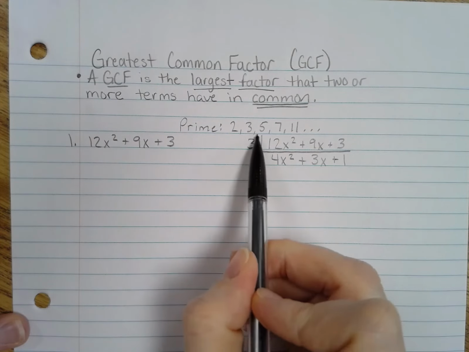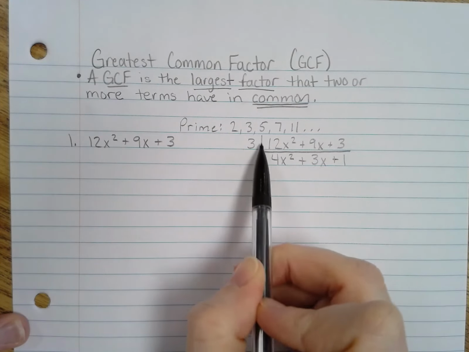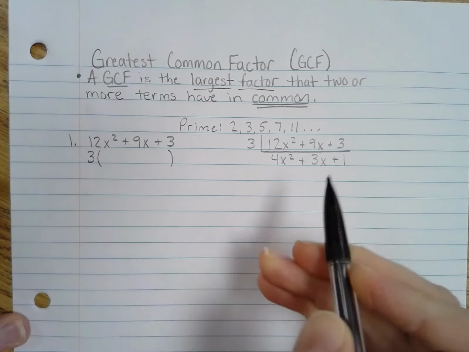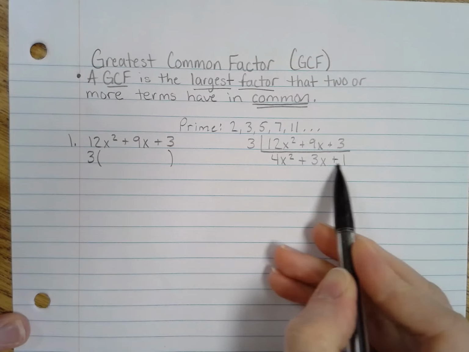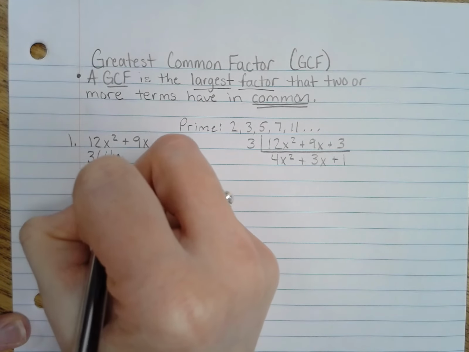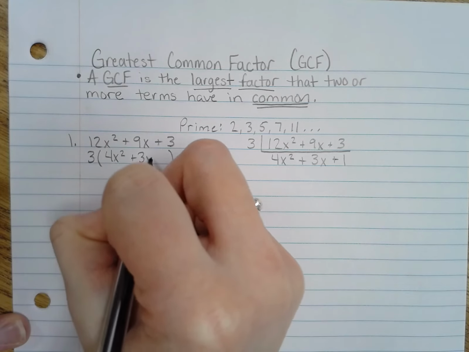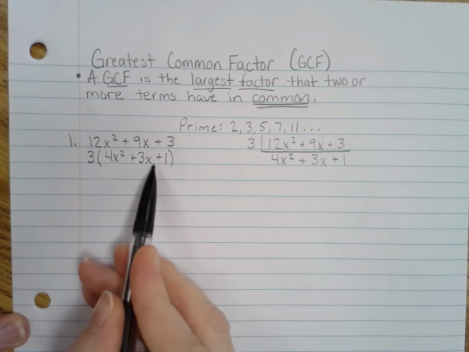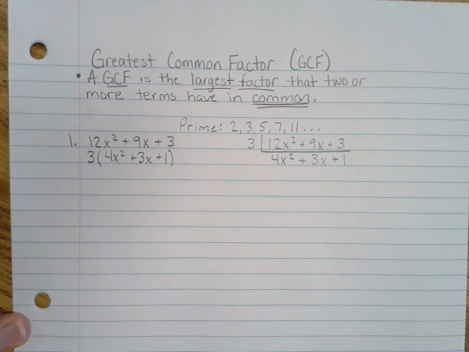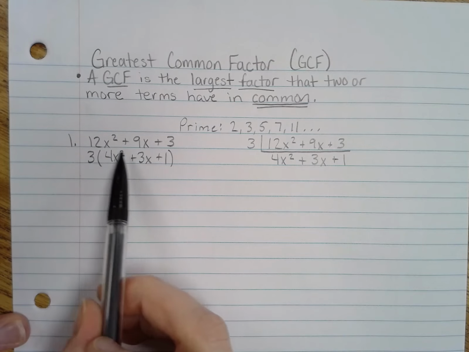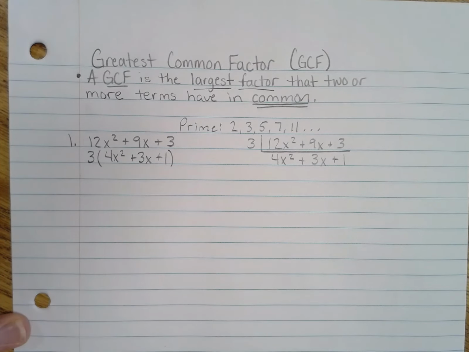So we'll take the number that we divided as our greatest common factor, and then the leftovers will go inside that parentheses. So 3 times 4x squared plus 3x plus 1. So this is the factored form of the polynomial that we began with. You could always check that by distributing 3 back through each term to see that you get back to your original problem.